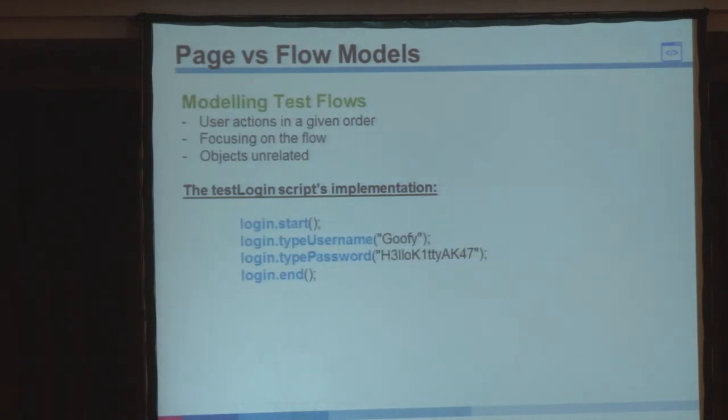And contrary to this, the flow model is about what you actually do. So you don't really want to know where you are at. Of course, you write assertions, so you need to be sure that you landed on the correct page, but you don't really want to check everything. You just want to go through a flow and see whether the application breaks or not. And here, you're just writing down, I want to start my login process, type my credentials, username, password, and then end the whole process and see whether I landed on my profile page.